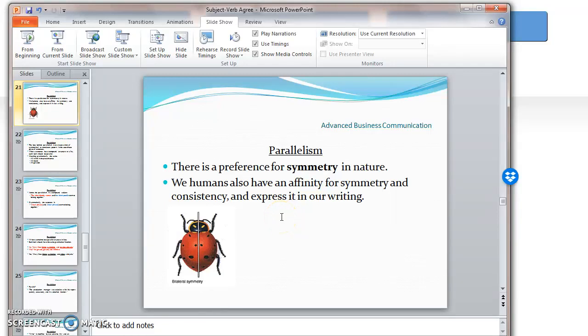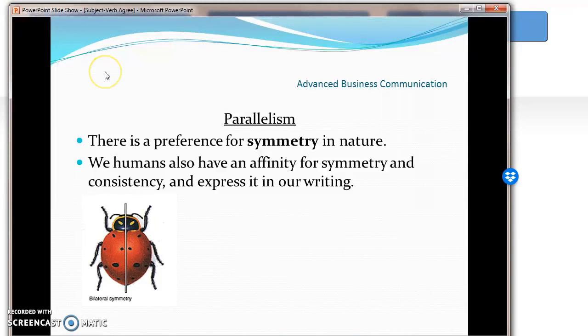Okay, let's look at parallelism and then we'll do some practice. So the deal with parallelism, it's one of these grammatical concepts that everyone's sort of heard of before, but I like to cover it here in this class because I think that a lot of people don't really understand what it means. And the way I like to tie this in is to think about nature.